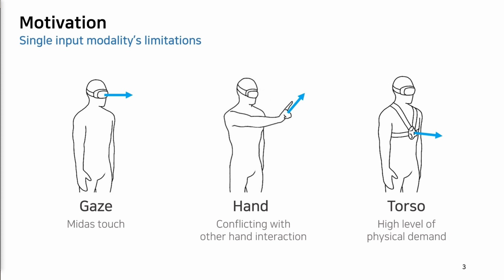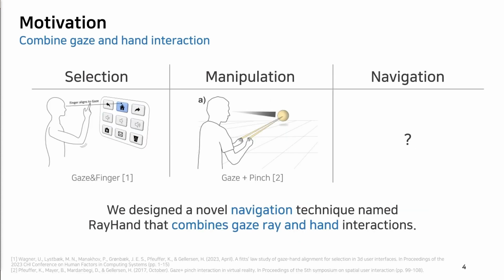However, relying on a single input modality presents significant limitations. For example, gaze has the Midas touch issue, where simply looking at an object causes unintentional movement. And hand typically requires an additional device for speed control and conflicts with hand object manipulation. Torso requires an additional tracker for tracking the torso and causes physical stress on the body due to the leaning pose. To overcome these challenges, recent studies have investigated combining gaze and hand inputs for object selection and manipulation.